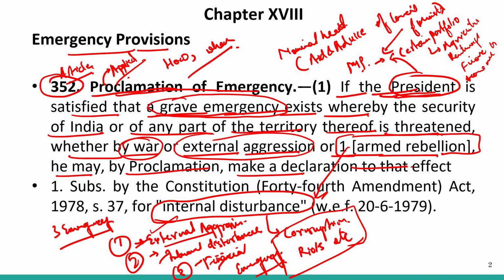And the third one is financial emergency. When the state machinery is not able to work because of less funds, the same which happened in Sri Lanka, that type of emergency is known as financial emergency.